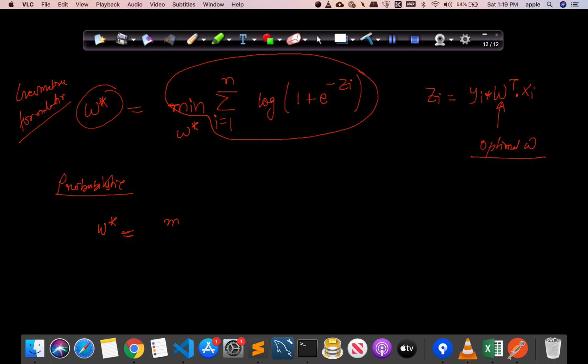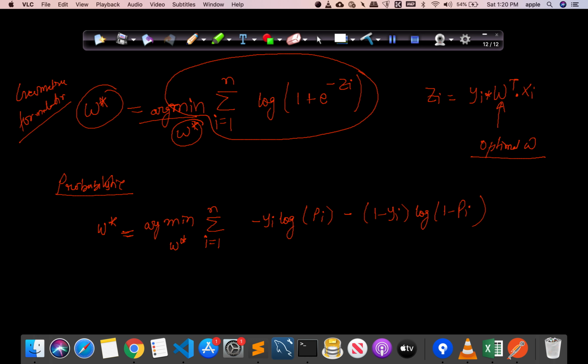This is like minimize this, or we also write argmin. Argmin means we have to minimize this particular thing so that we can have the best W. So we can write W star equals argmin of the summation from i equals 1 to n of minus yi log of pi minus (1 minus yi) log of (1 minus pi). Now we have to do the summation.